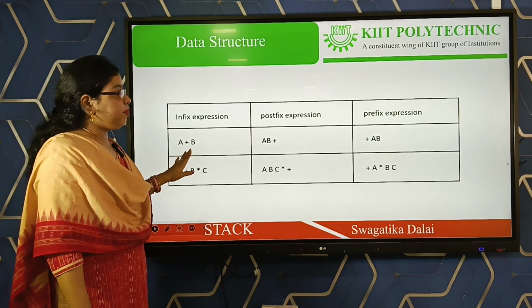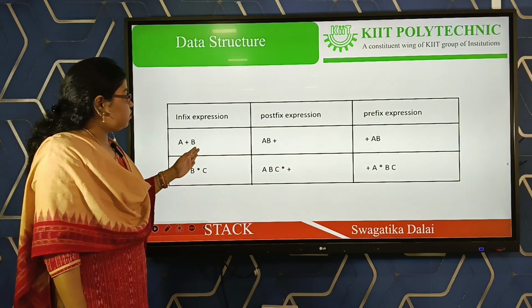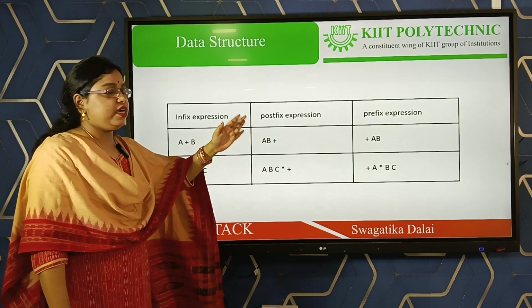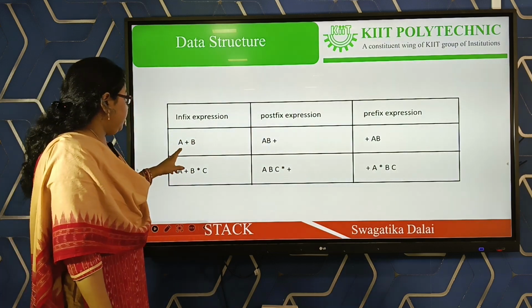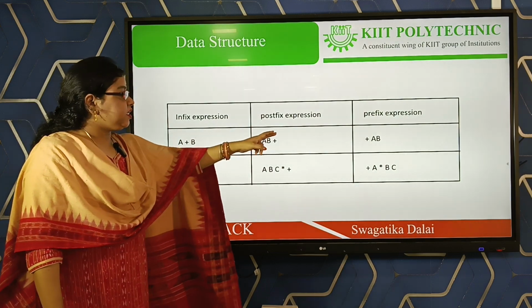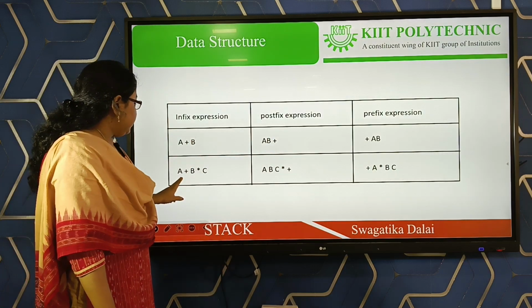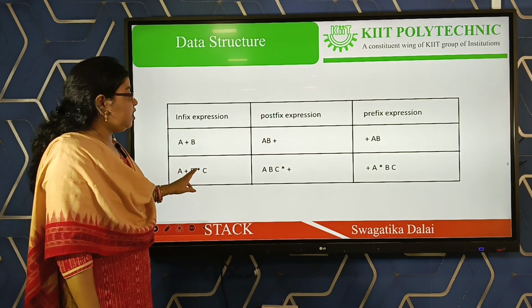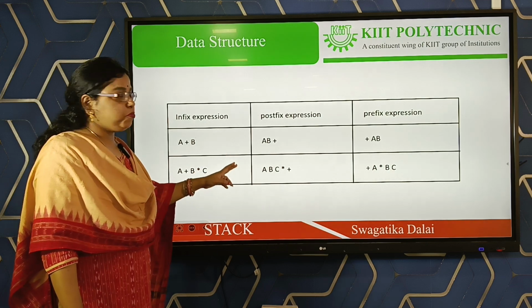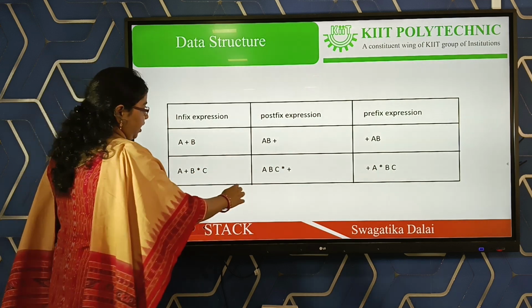Here in the tabular format, I have shown the infix notation, postfix notation and prefix notation. A plus B can be written as AB plus in postfix and plus AB in prefix. Like this, A plus B into C can be written as a postfix expression, as I can see here.